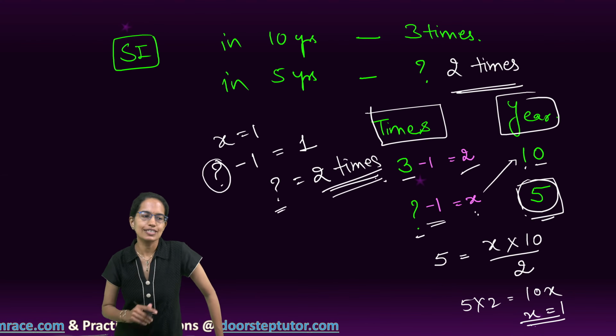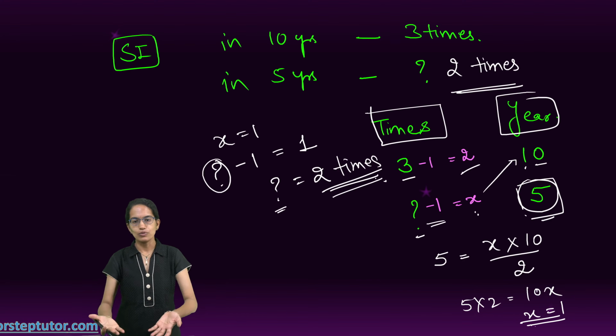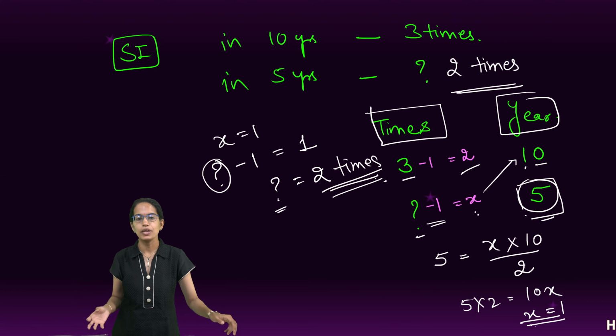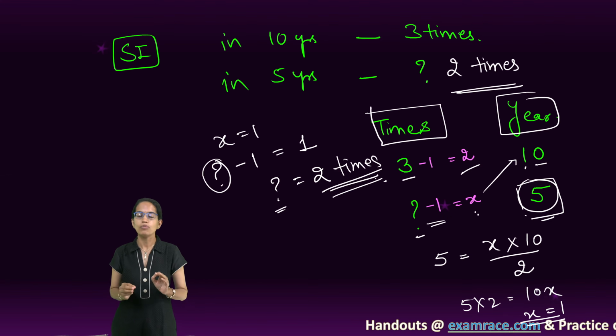Clear? So this is how we calculate how many times the amount would become in a given set of years. A very quick process to solve problems of simple interest.